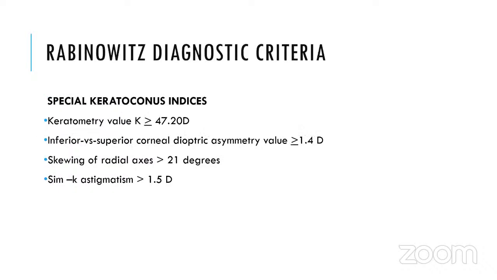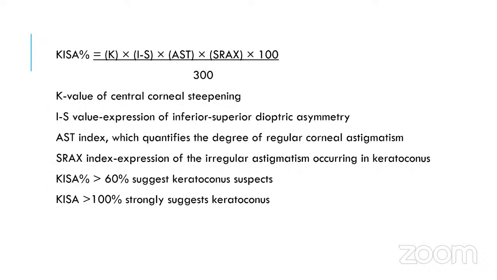Coming to the Rabinowitz diagnostic criteria, these are special keratoconus indices. Keratometry value of more than or equal to 47.2 diopters. Inferior versus superior corneal dioptric asymmetry value of more than 1.4 diopters, skewing of the radial axis of more than 21 degrees, and SimK astigmatism value of more than 1.5 diopters.